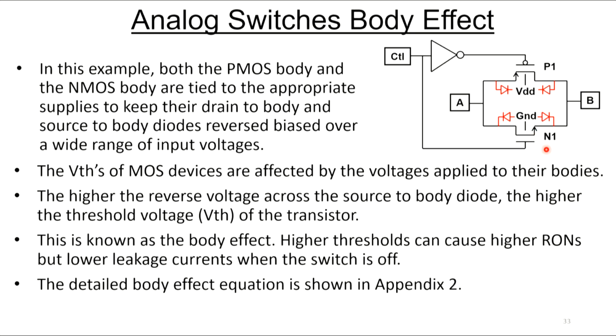The threshold voltages of MOS devices are affected by the voltages applied to their bodies. And the higher the reverse voltage across the source to body diode, the higher the threshold voltage of a transistor gets. This is known as the body effect. And higher thresholds are going to cause higher R on, which you don't really like, but higher thresholds also cause lower leakage current when the switch is off. So you kind of like that. And by the way, if you want to see the details of the body effect equation, I show that in Appendix 2. Michael can go look at that one.